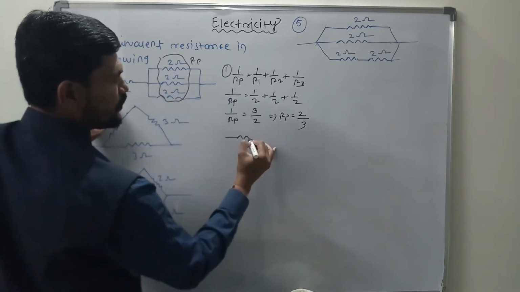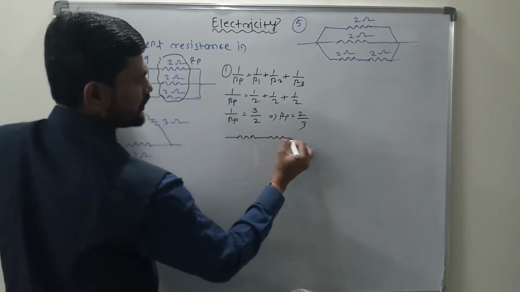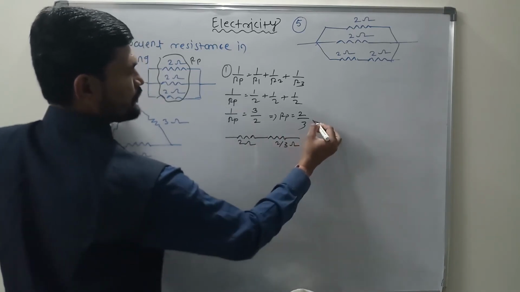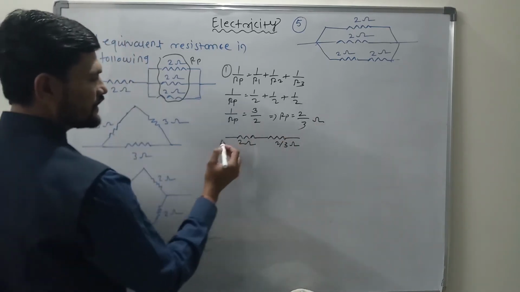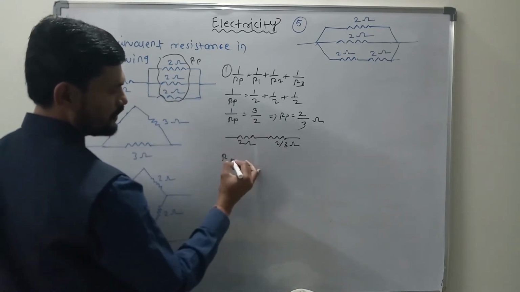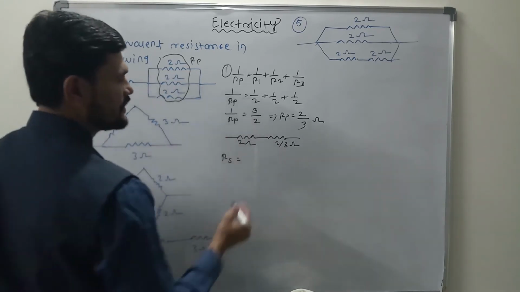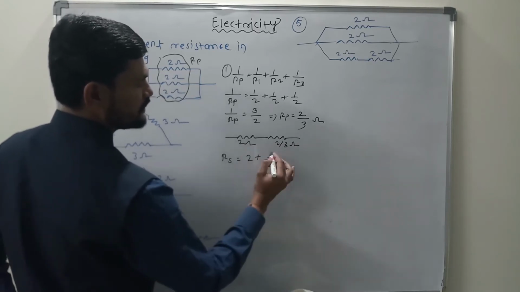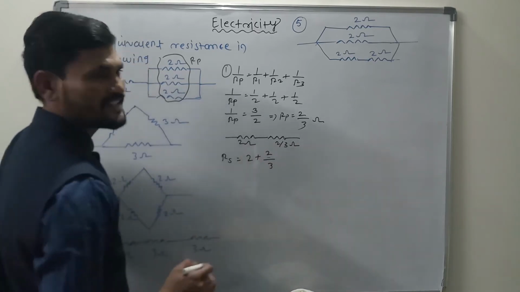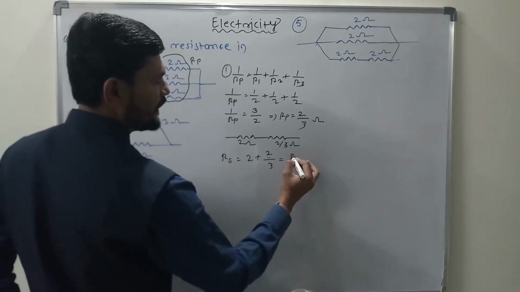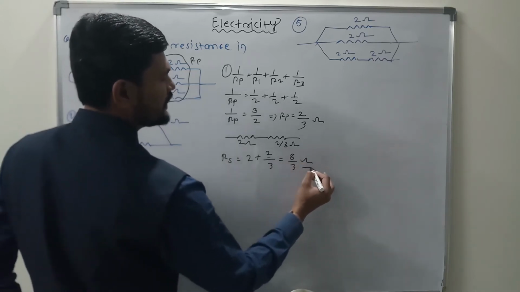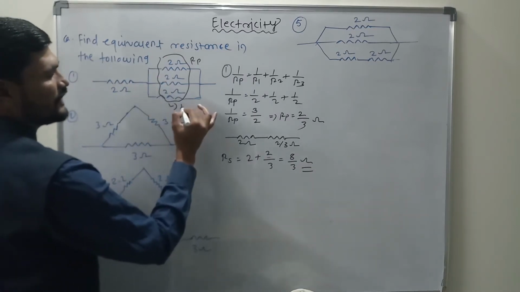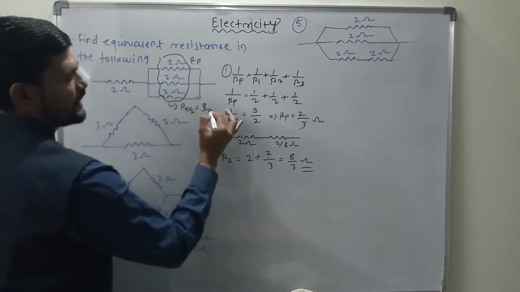So this is one 2 ohm resistance, then this one is Rp, 2 by 3 ohm. Clear? Now they are in series. So therefore, that is the equivalent resistance. So 2 plus 2 by 3. Two 3s are 6, 6 plus 2 is 8. 8 by 3 ohm is the equivalent resistance of this circuit. So what is the answer finally? Equivalent resistance R equivalent is equal to 8 by 3 ohm.